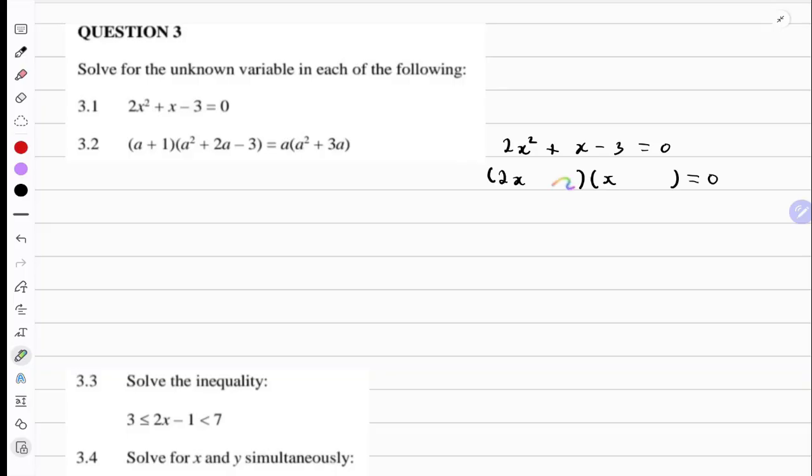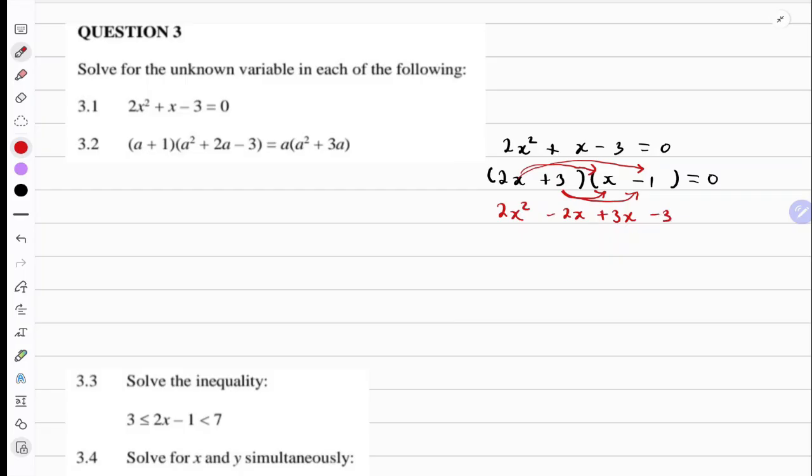And then we need to also find a pair of numbers such that if you multiply, you get negative 3, and if adding, you get positive 1. So the two numbers that come to mind are plus 3 and minus 1. So let's just test to see if these are our factors. 2x times x is 2x squared. 2x times negative 1 is negative 2x. Positive 3 times x is plus 3x. And 3 times negative 1 is negative 3.